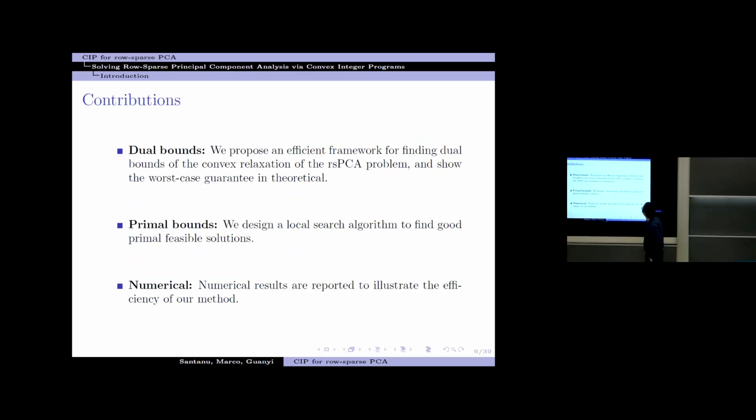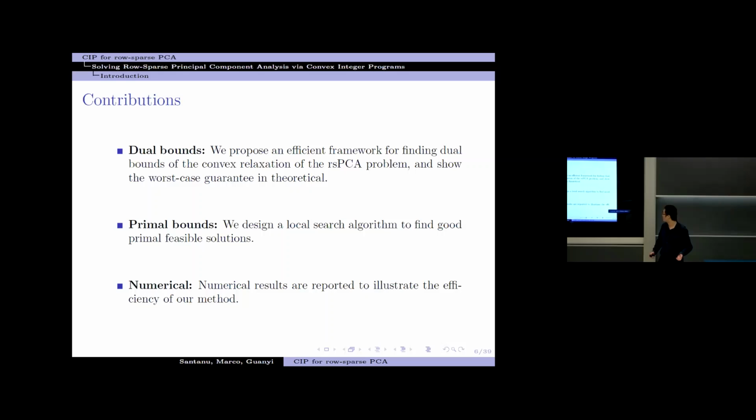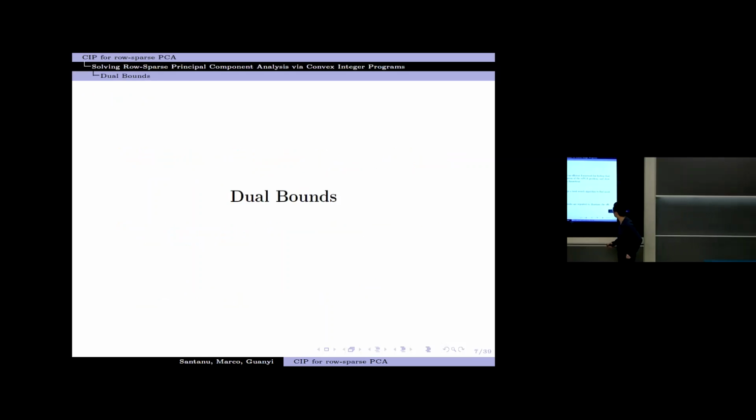So, okay, this talk can be generally separated into three parts. The first part is dual bounds. We propose an efficient framework for finding dual bounds of the sparse PCA problem. And primal bound is that we also design a primal feasible iterative algorithm, which gives you good primal feasible solutions. And finally, some numerical results to demonstrate the efficiency of our method.